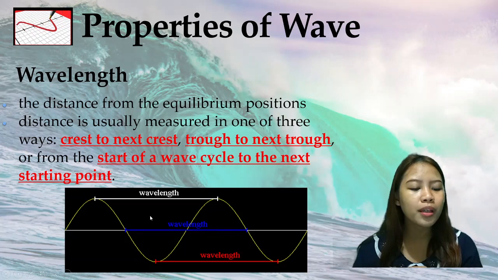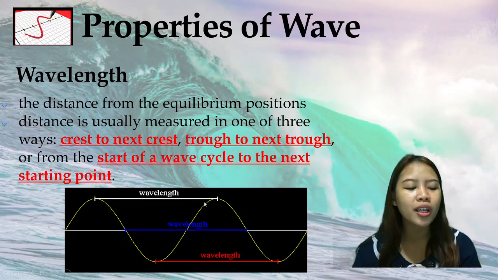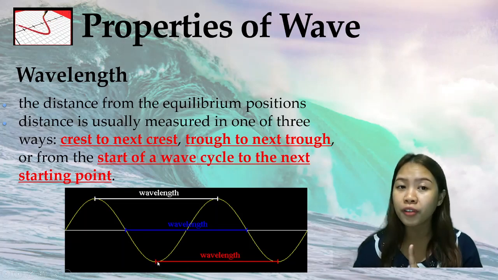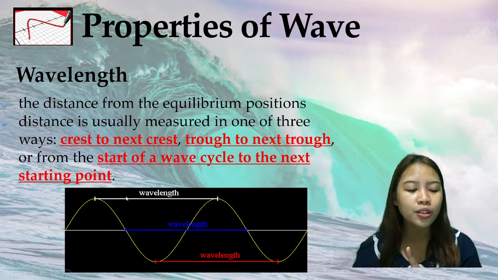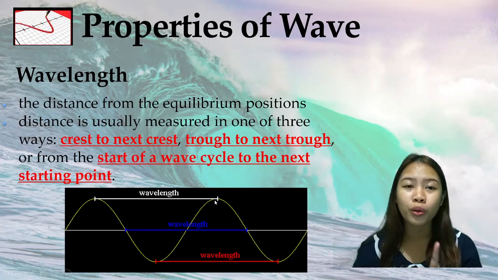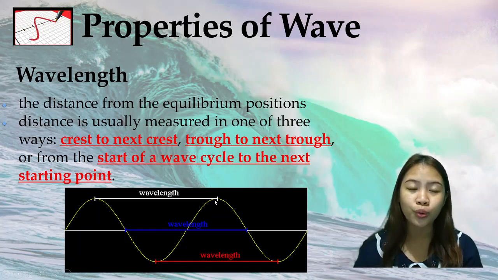What if it goes from the crest to the trough? It is only half a wavelength. But if it goes from crest to the other crest, that's one wavelength. Okay, so take note.